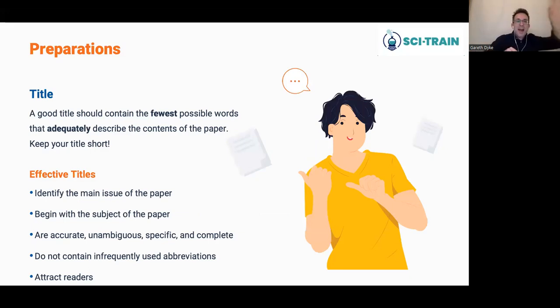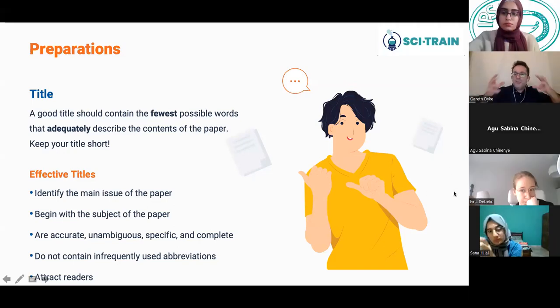Message, audience, and structure. A good title for your next research paper should contain the fewest possible words to adequately describe the contents of your research. Keep it short. Short is always much better, identifying the main issue of the study, the subject. Accurate, unambiguous, specific, and complete. No infrequently used abbreviations that nobody outside of your subject area has ever heard of. And above all, you want to attract your readers' attention. Get them interested, attract them to the study, allure them, get them wanting to read your work. Editors, peer reviewers, and other readers: attract their attention.